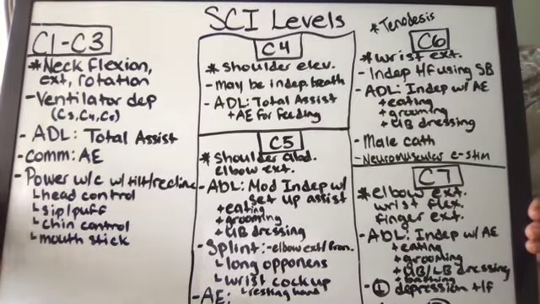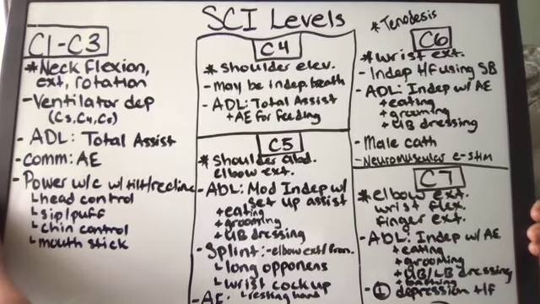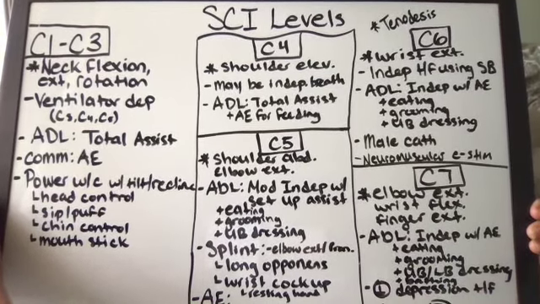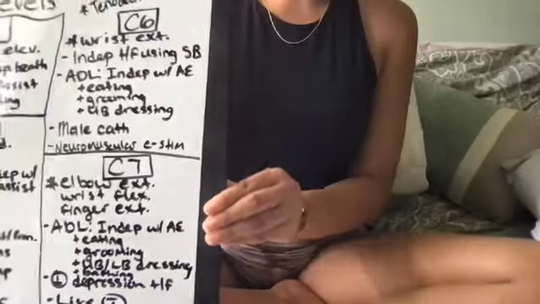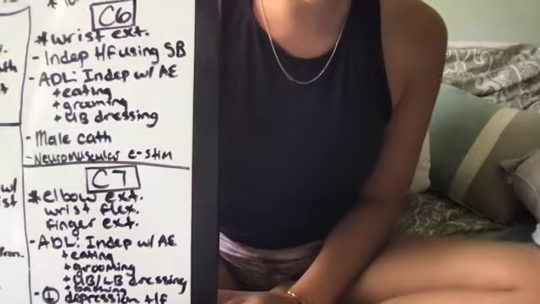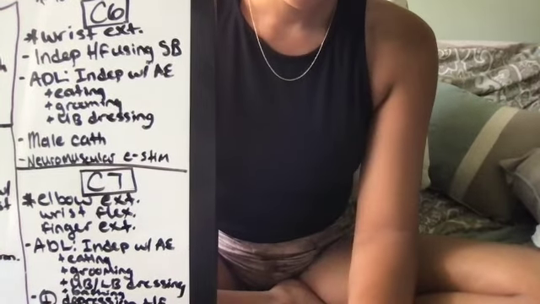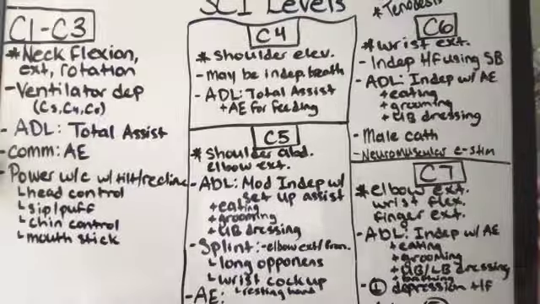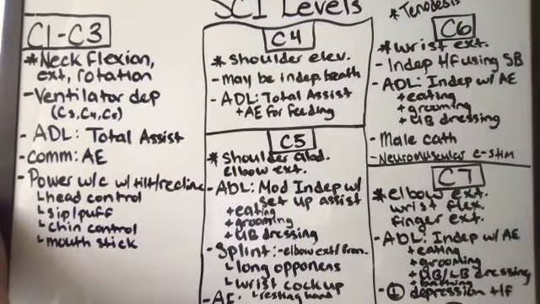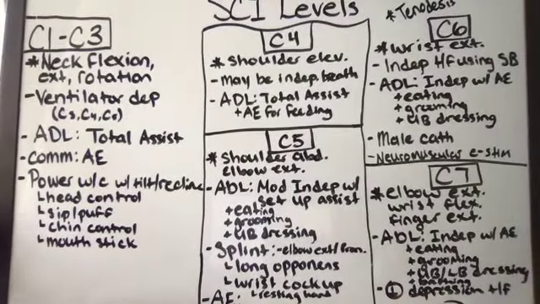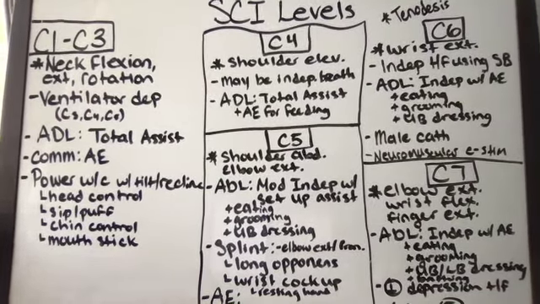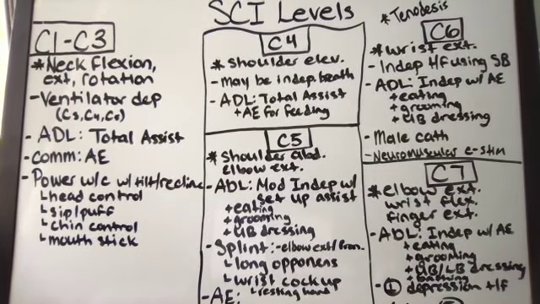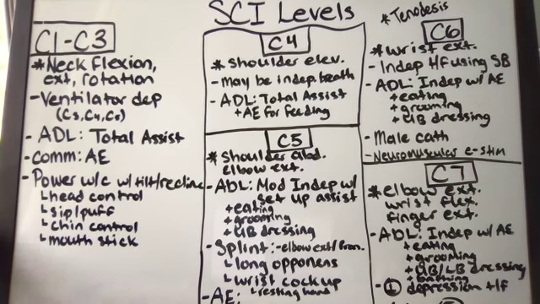Also, I just want to briefly mention that at this point, at C6, they should be independent in pressure relief. And the way they do this is actually by leaning over, so leaning forward over their feet. And for this, they'll need at least 3+ on manual muscle testing for shoulder and elbow flexor strength. So if they have less than 3+ for shoulder and elbow flexor strength, they're not going to be able to do this effectively or safely.